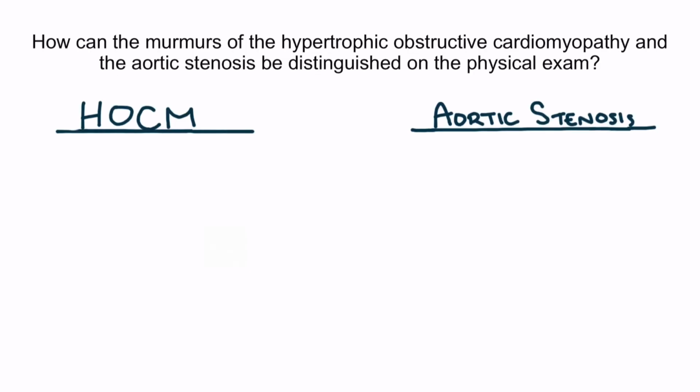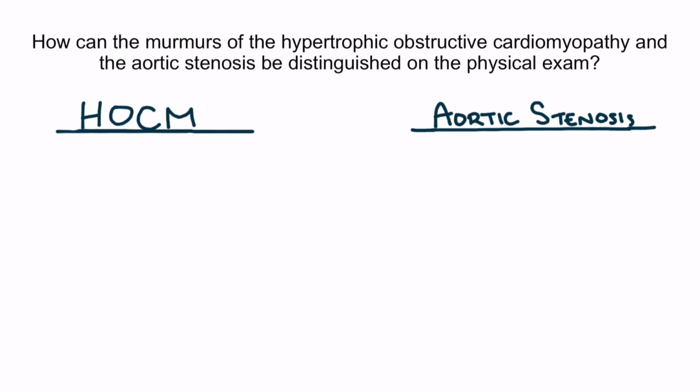How can the murmurs of hypertrophic obstructive cardiomyopathy and aortic stenosis be distinguished on the physical exam? The murmurs of both hypertrophic obstructive cardiomyopathy and aortic stenosis present as crescendo-decrescendo murmur. However, there are subtle differences between them.